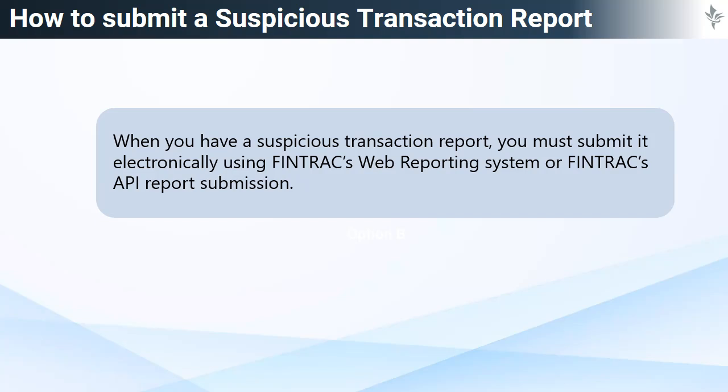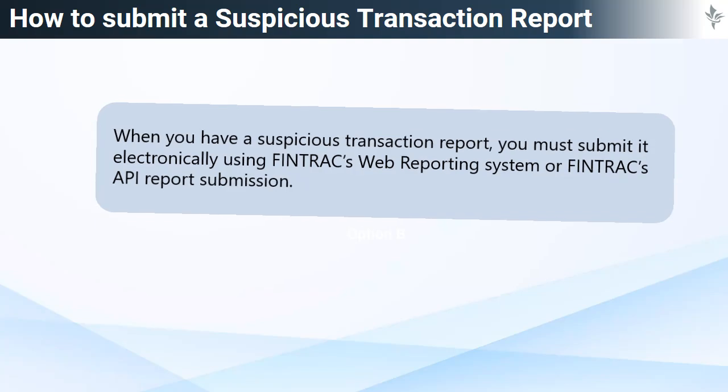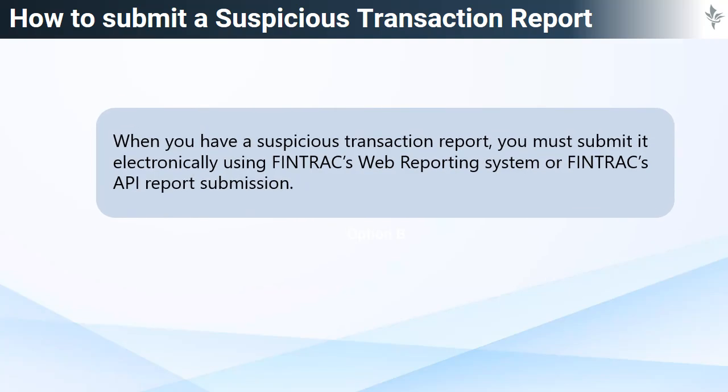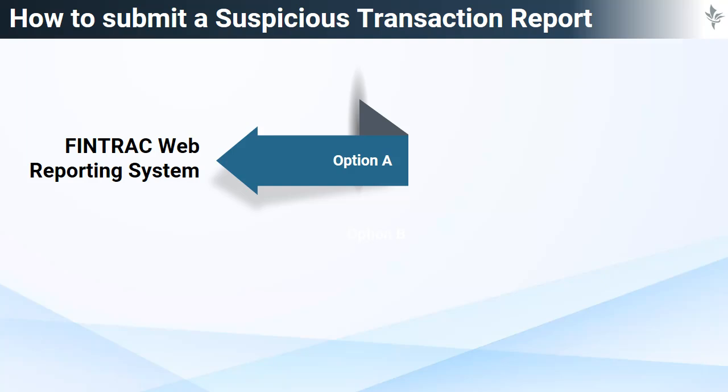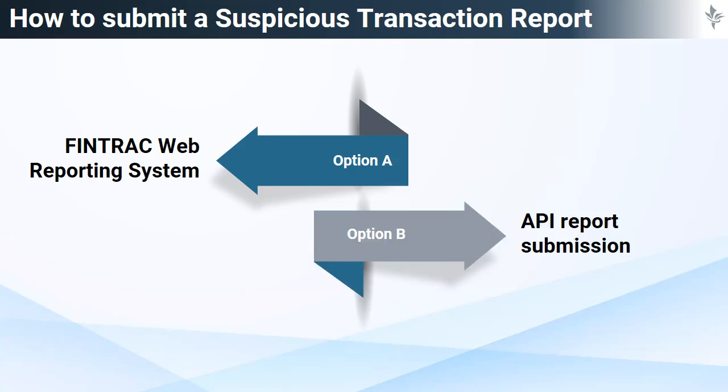Now that we have covered when to submit a suspicious transaction report, let's quickly go over how to submit this report to FINTRAC. When you have a suspicious transaction report, you must submit it electronically using FINTRAC's web reporting system or FINTRAC's API report submission. FINTRAC's web reporting system is an online platform that allows you to manually enter and submit the report and is generally used when you have lower reporting volumes. API report submission is generally used when you have large volumes of reports to submit. You must register to use FWR or the API portal, and you can find more information on these systems and the registration process on FINTRAC's website.